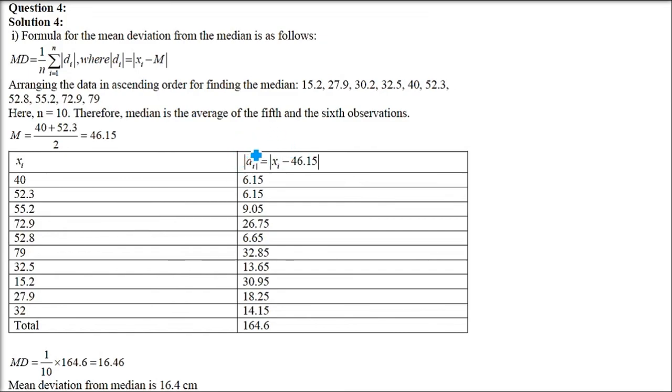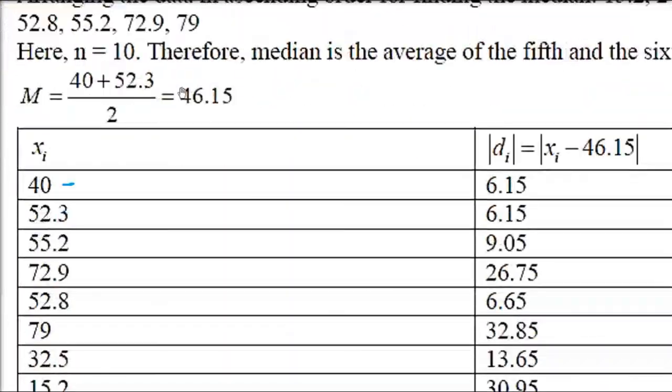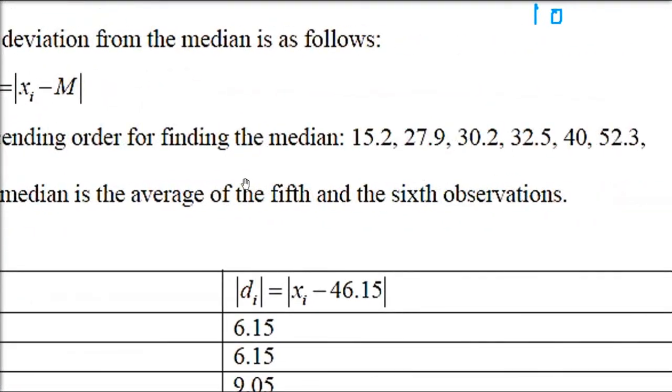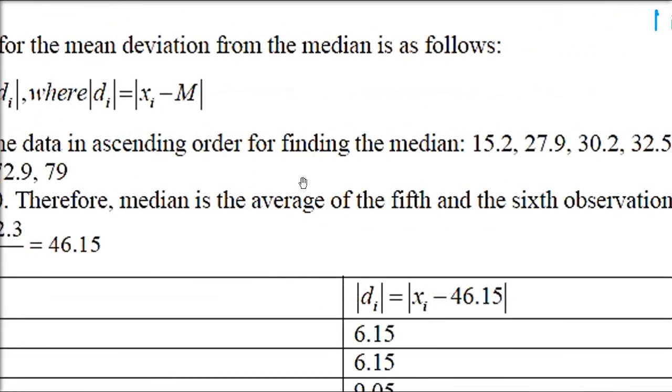Now the fourth one: the lengths of 10 rods in a shop are given below. We have to find the mean deviation from the median and the mean deviation from the mean. So basically you first find the median, then find the mean deviation. You have 40 till 30.2. So these are 10 numbers. If you want to do it around the median, first of all we have to arrange them properly. So let us arrange them first. I am just arranging it: 15.2 is the first one, 79 the last one.